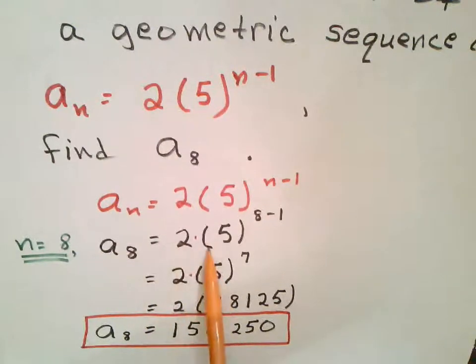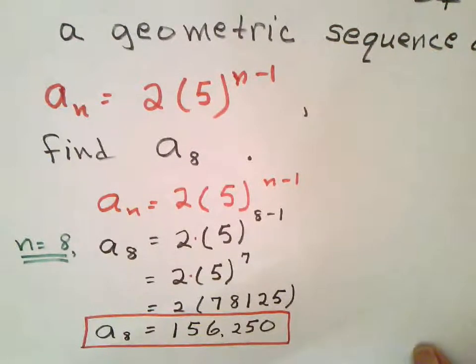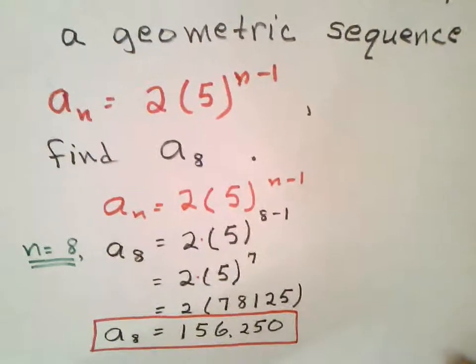So it's going to be 2 times the common ratio 5 raised to the 8 minus 1. But 8 minus 1 is 7. Now remember, this exponent only refers to this common ratio. So when we take the 5 and raise it to the 7th power, we're getting 78,125. Then times 2. And we're going to have then that the a sub 8 term is 156,250. We found a particular term once we knew the nth term of a geometric sequence.